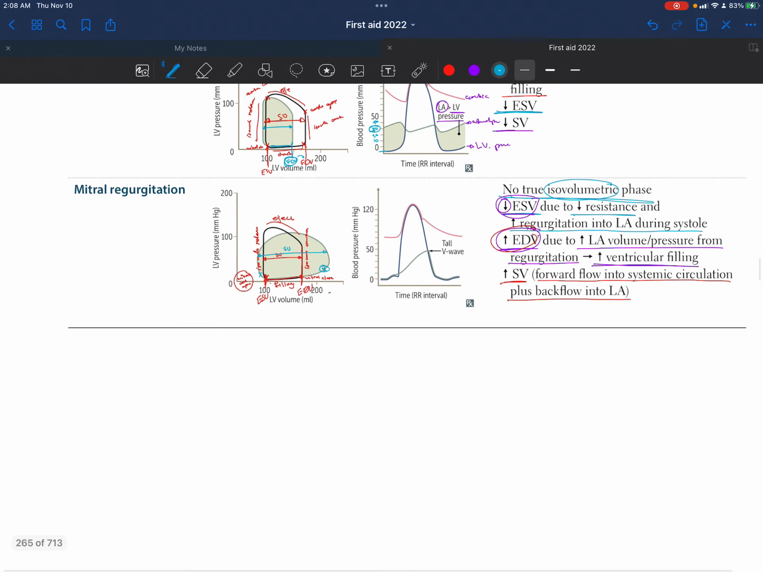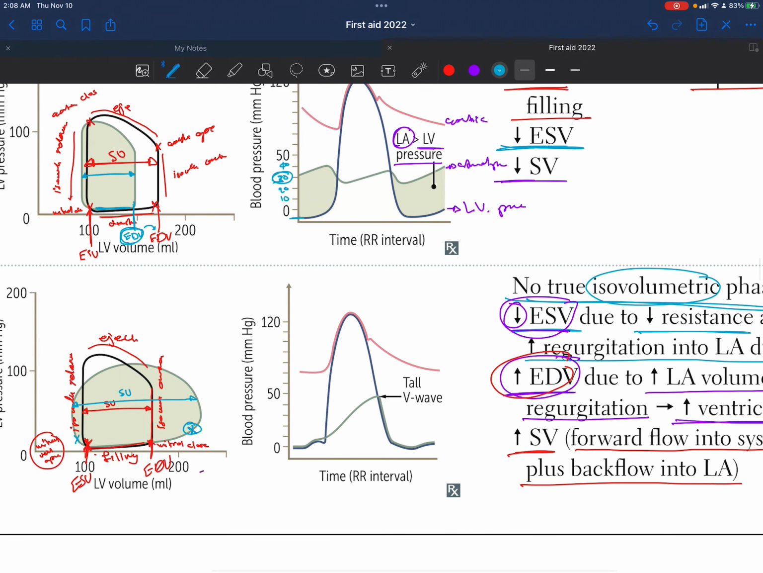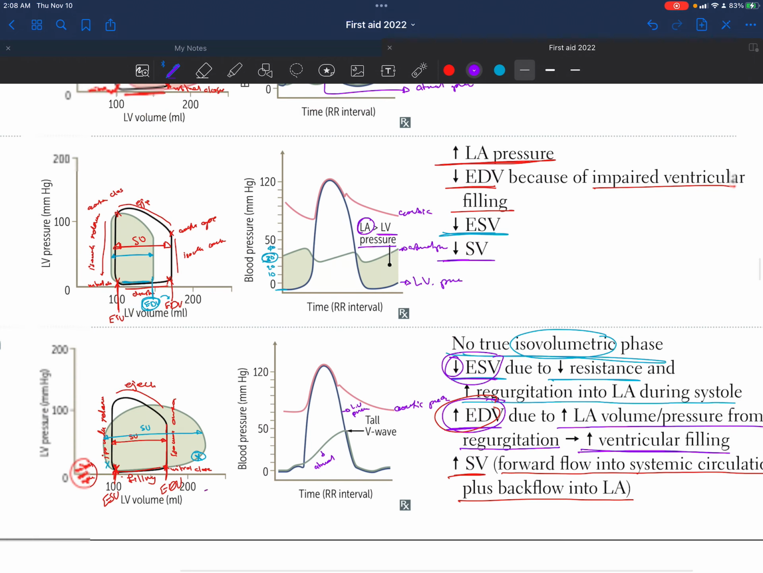Okay, so if we take a look at the other graph, this is the aortic pressure curve, and the blue is the left ventricular pressure curve, while the green is the atrial pressure curve. So there's a tall V wave.